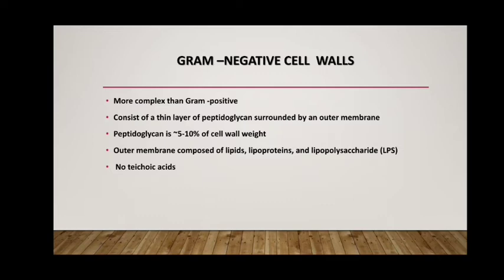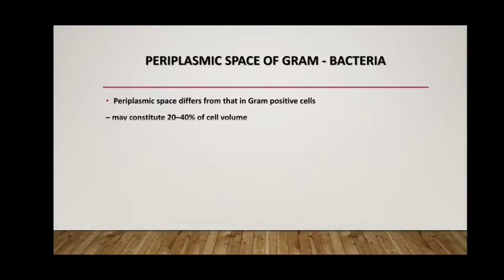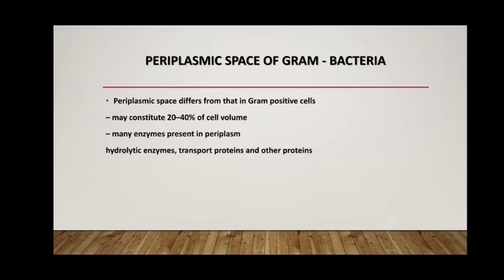Now, let us move on to the periplasmic space of gram-negative bacteria. The periplasmic space of gram-negative bacteria is quite different from that of gram-positive bacteria. We have already seen that in gram-positive bacteria the layer of periplasm is quite short. In gram-negative bacteria, the periplasmic space amounts to almost 20 to 40% of the cell volume. Many enzymes are also present in the periplasm, for example, hydrolytic enzymes, transport proteins and other proteins.